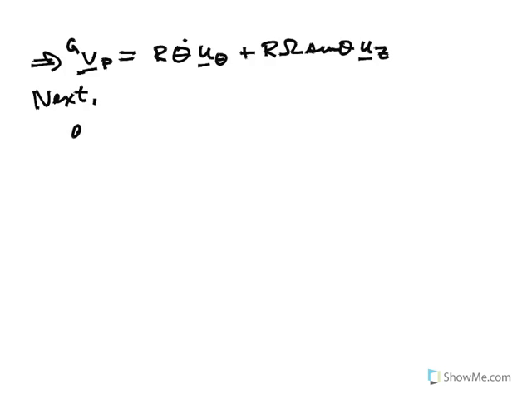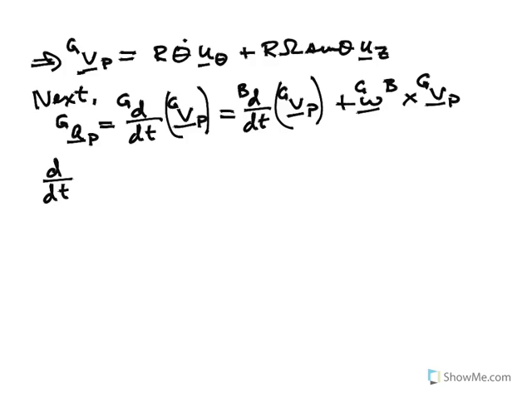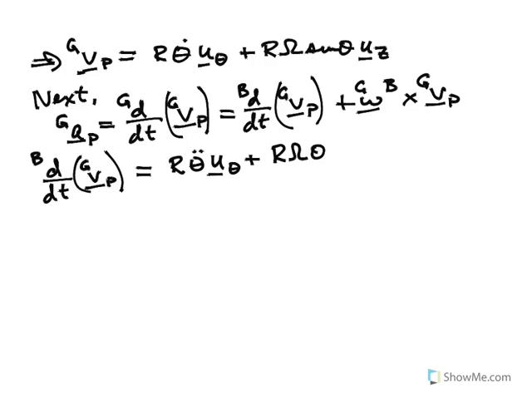So the acceleration of point P as viewed by an observer fixed to the ground is equal to the rate of change in the ground of the velocity of point P in the ground, which is equal to the rate of change in frame B of the velocity of P in G, plus the angular velocity of B in G crossed with the velocity of P in G. Now the rate of change in frame B of the velocity of P in G is equal to, since r is constant, r theta double dot U theta, and then plus, since omega is constant, r omega theta dot times the cosine of theta times UZ.